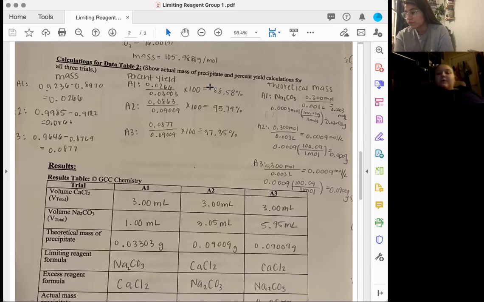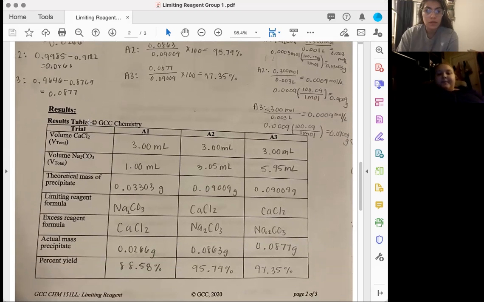Then from there, we took the actual mass, divided it by the theoretical mass times 100, and that gave us our percent yield for each of the trials. So for the first trial, our limiting reagent was the Na2CO3. So of course, that was the one that we used for the stoichiometry and for the calculations for the percent yield. And then for the second and third trials, the limiting reagent was the CaCl2. So of course we used that for the stoichiometry and calculations for the percent yield.